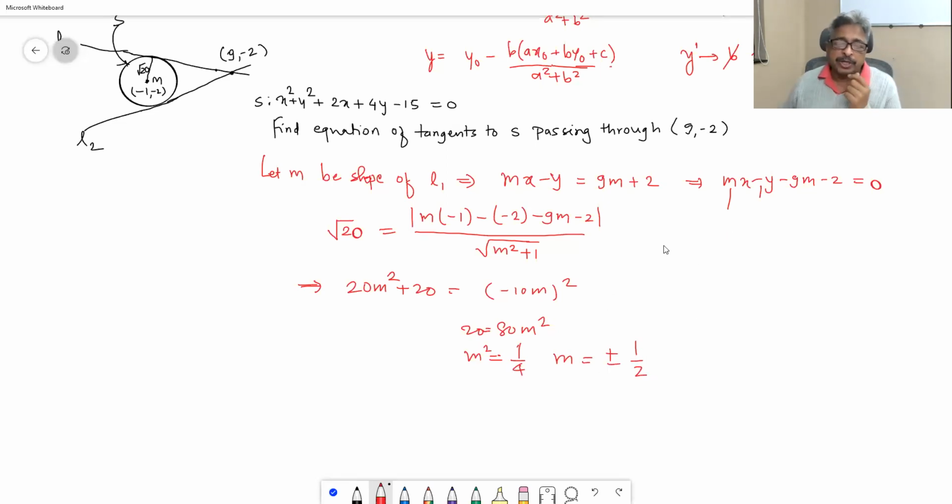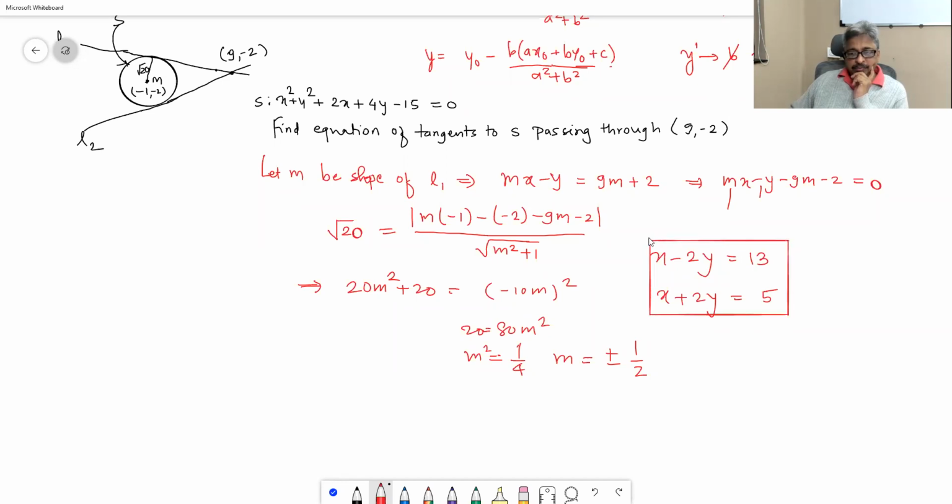Therefore, the equation of the straight line is, if it is plus half, then it is x minus 2y. Put this point, 9 plus 4, 30. If it is minus half, it is x plus 2y. Put this point, 5. As quickly as this. Are there any doubts?